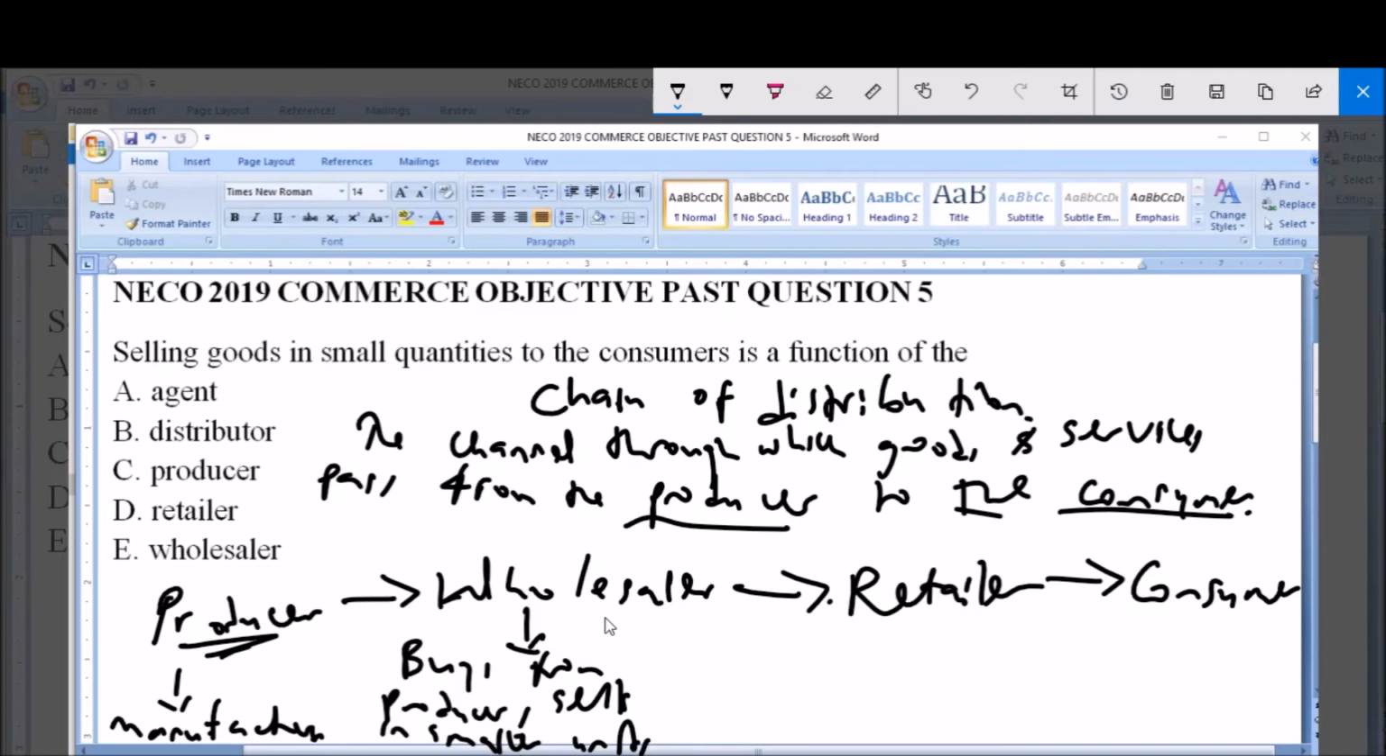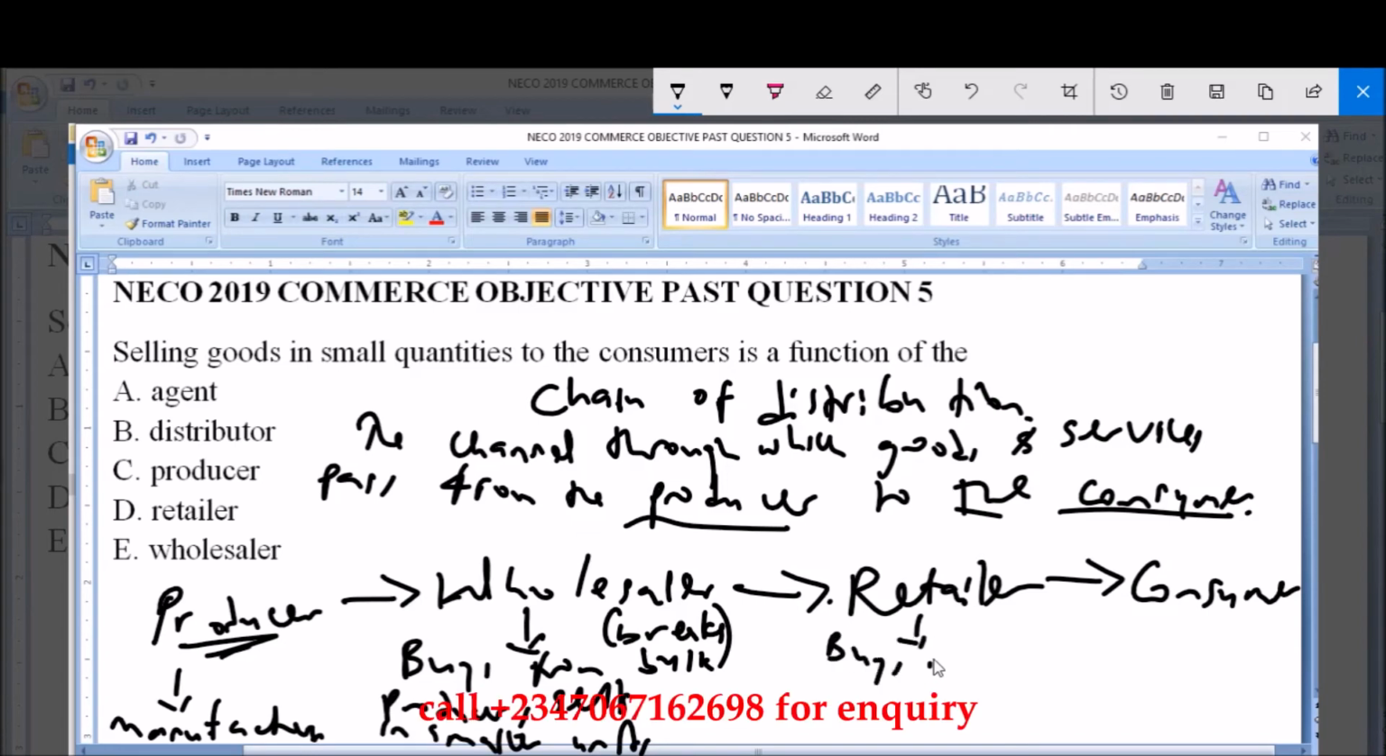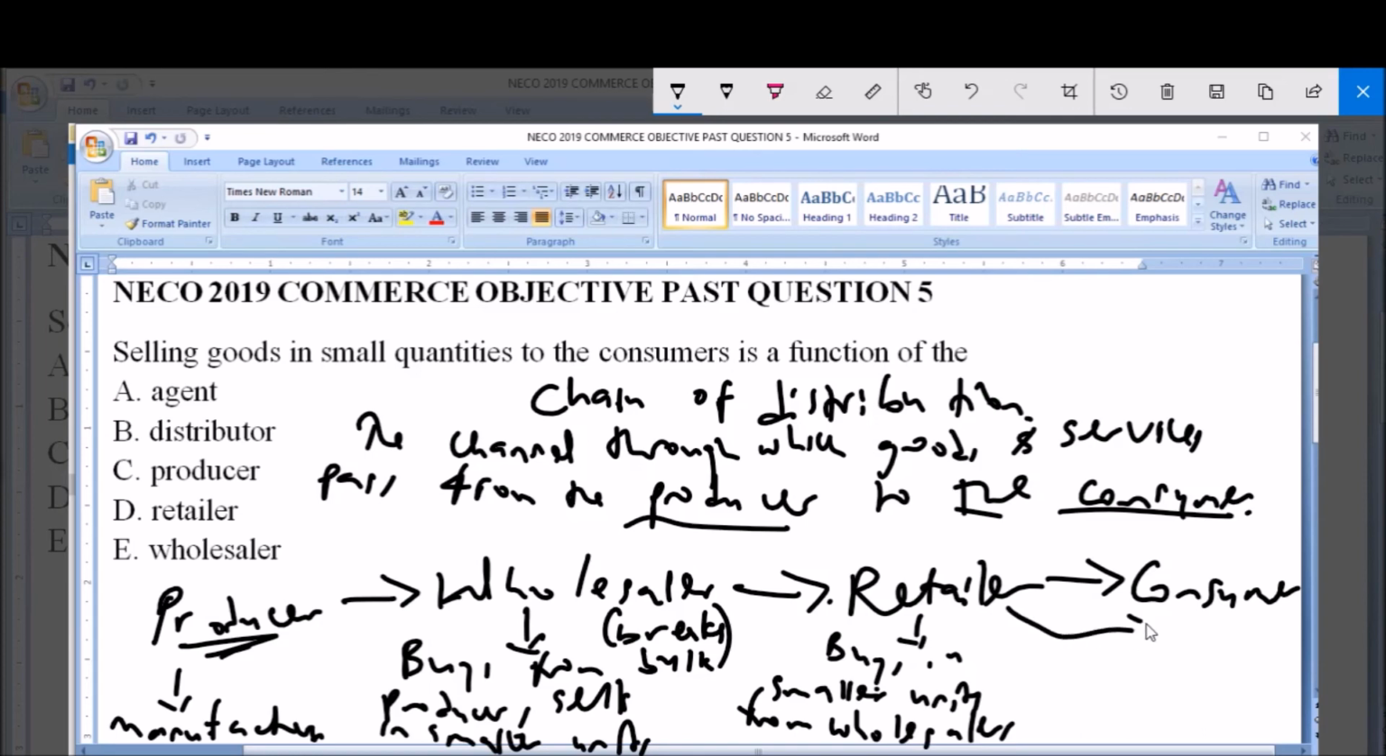So the wholesaler breaks the bulk of the goods, and then the retailer buys in smaller units from the wholesalers, and then sells in smaller quantities again to the consumer. So selling goods in small quantities to the consumers is the function of the retailer, which is option D.